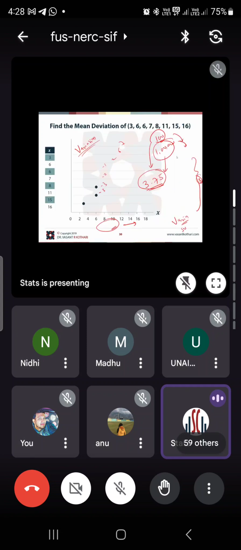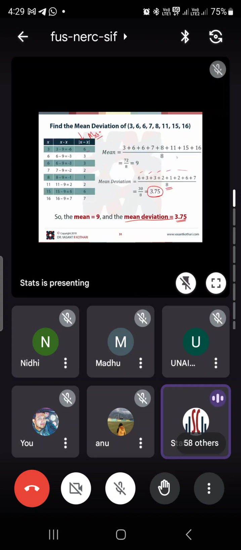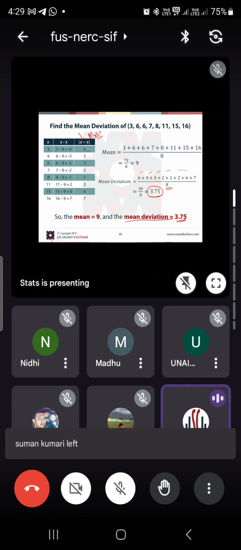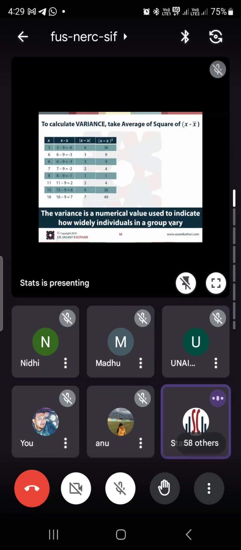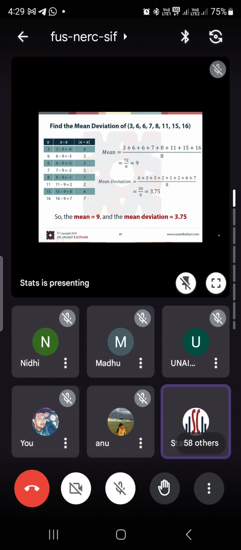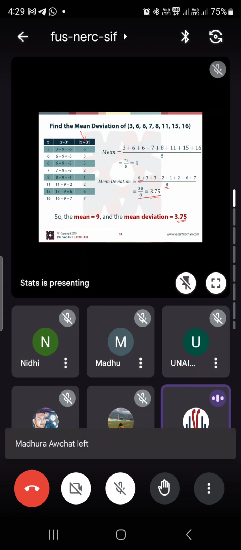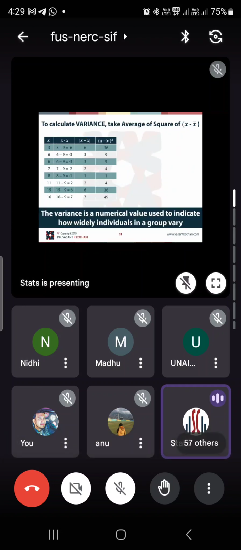Now, this example we saw already, and here we find the mean deviation. So what we did here to find the mean deviation: we took this mean difference, added it, divided by 8, took the average, and that becomes the mean deviation. Now see the other one: this is the mean difference, and here you took the square of that. See, all the numbers are squared.